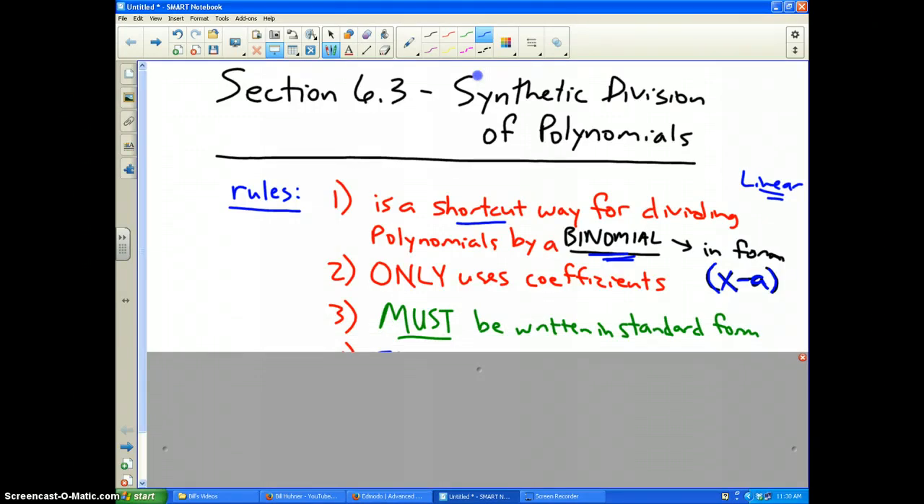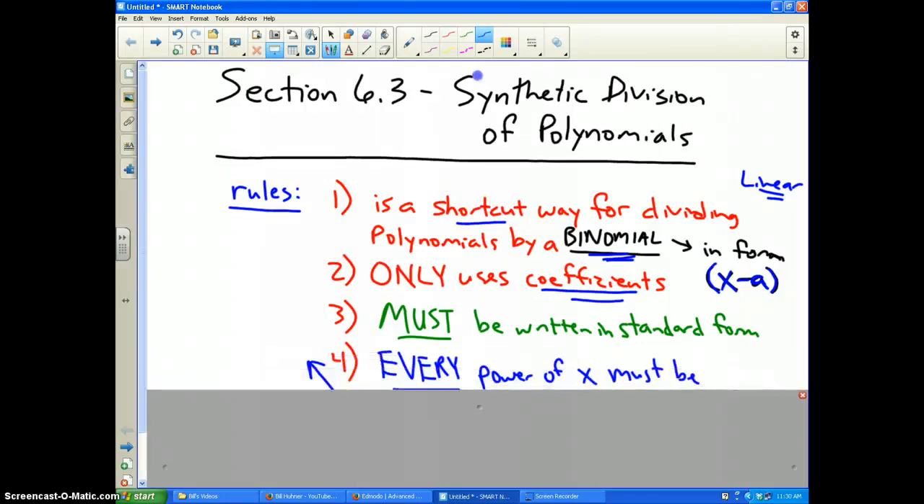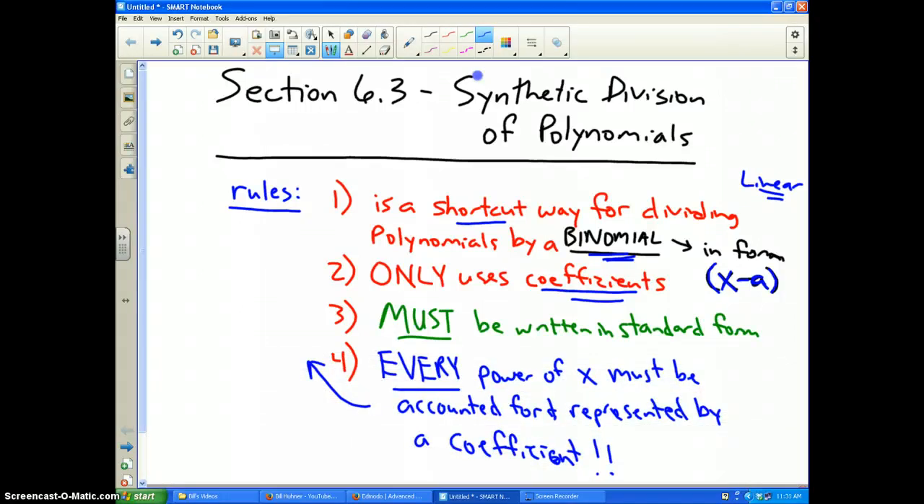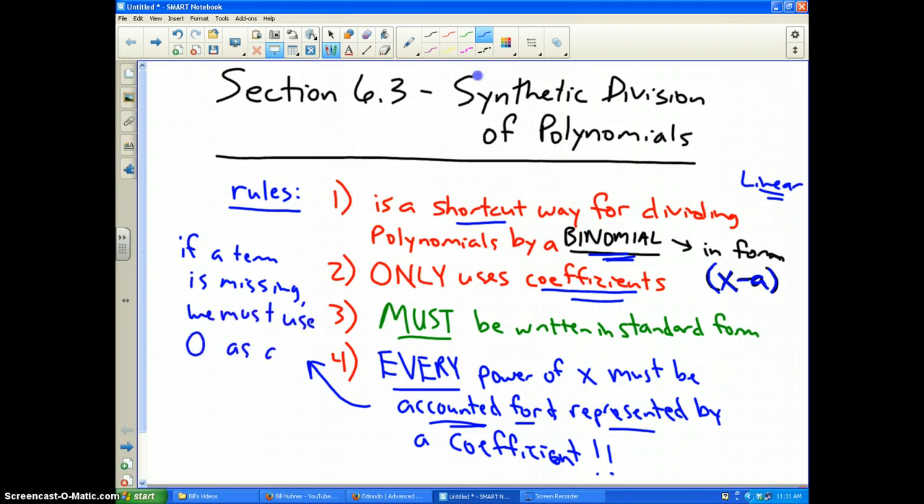Second, you only use the coefficients to do this method. We don't use any powers, we don't use any variables or letters, just coefficients. Third, it must be written in standard form. And fourth, every power of x has to be accounted for and represented by a coefficient. What I'm saying by that is this: if a term is missing, we must use 0 as a placeholder.